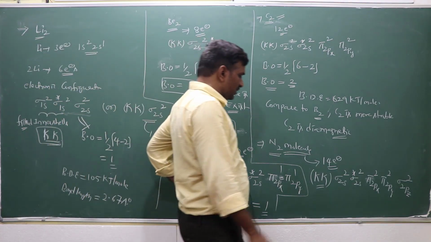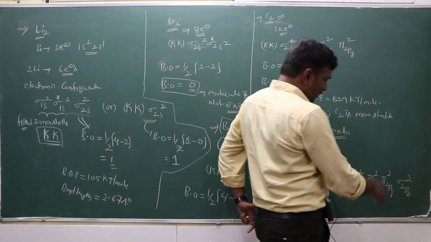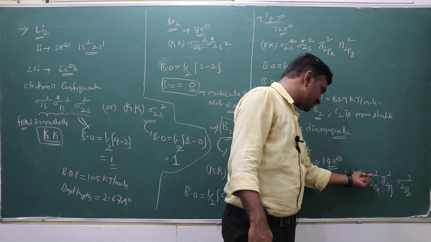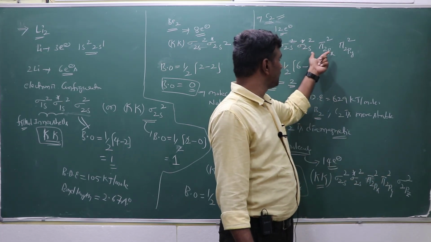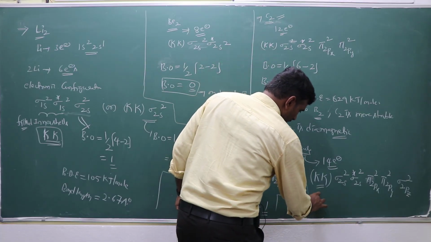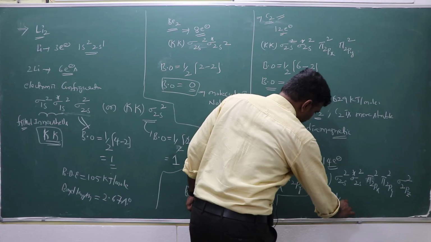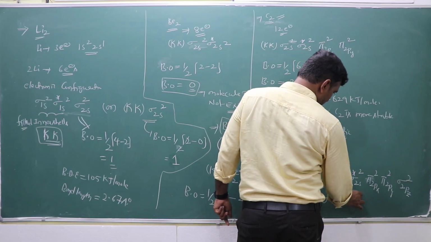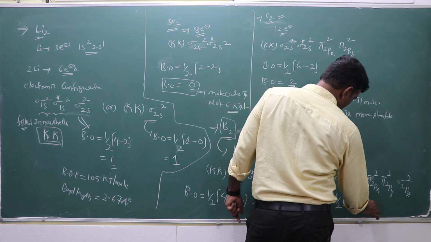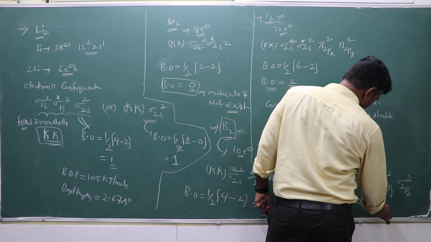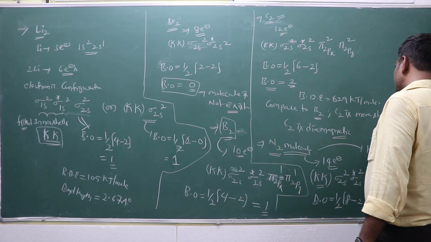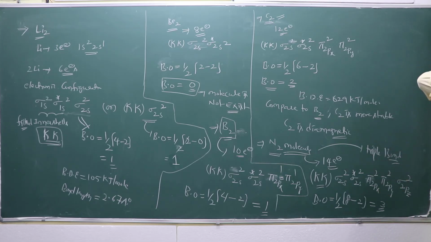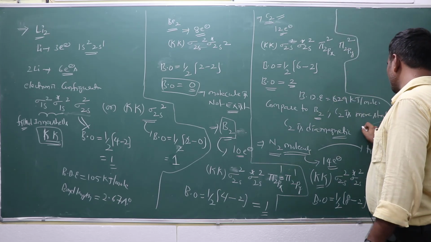So here in the N2 molecule, what will happen? There are more bonding electrons compared to C2, and compared to the B2 molecule. Bond order is half into the number of bonding electrons minus anti-bonding electrons. Bonding is 8 and anti-bonding is 2, so 6 by 2, that is 3. When bond order is 3 in the N2 molecule, a triple bond is existing.